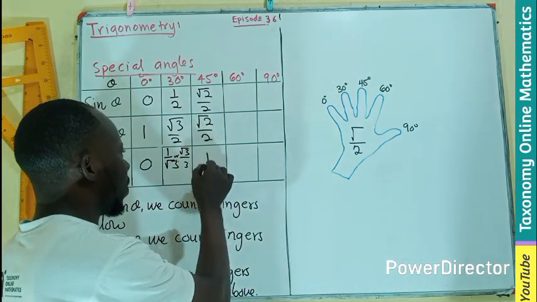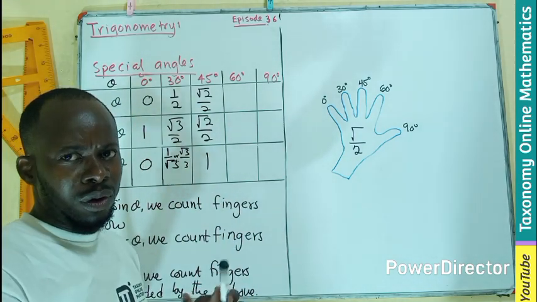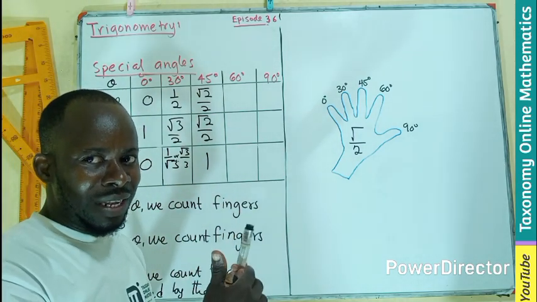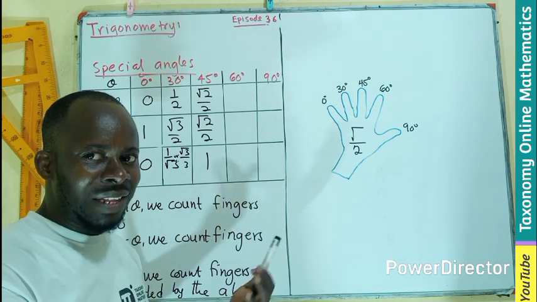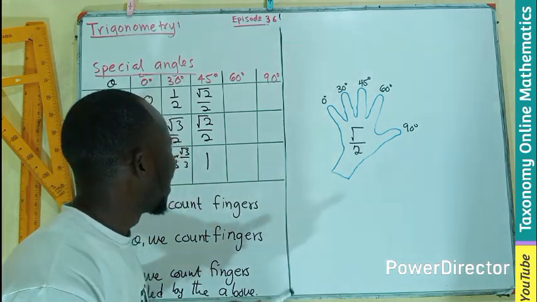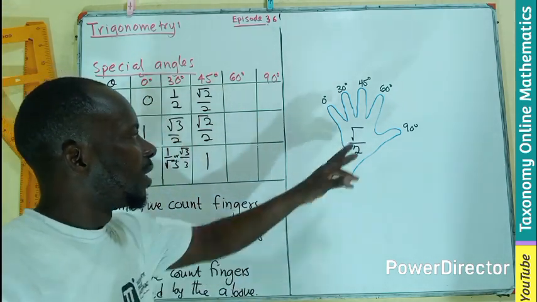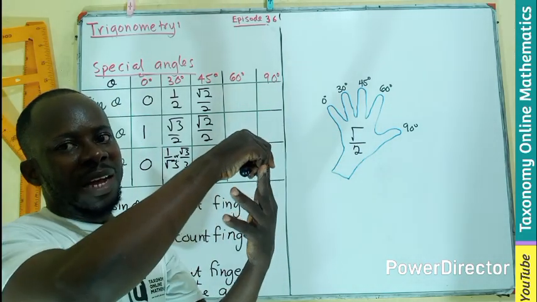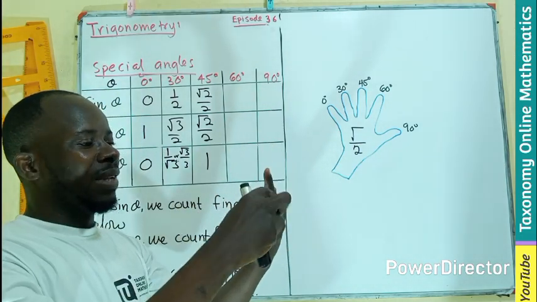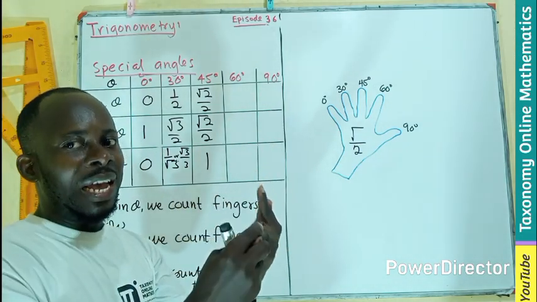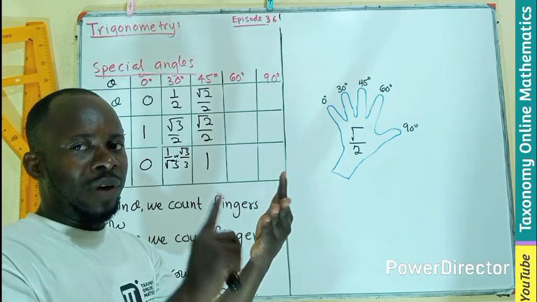So I have here only what? 1. I'm sure you are following the concept. I'm doing it a little bit slow so that you can get the idea. Then 60, which is going to be this finger. So 60, I'll be counting 3 for sine. So root 3 over 2.